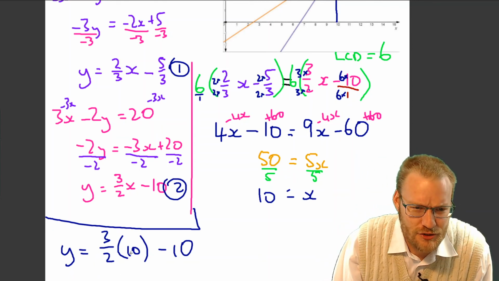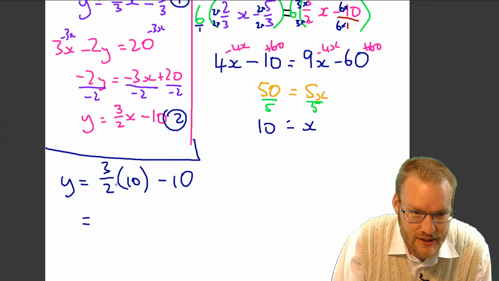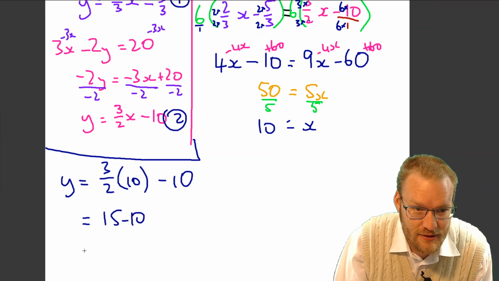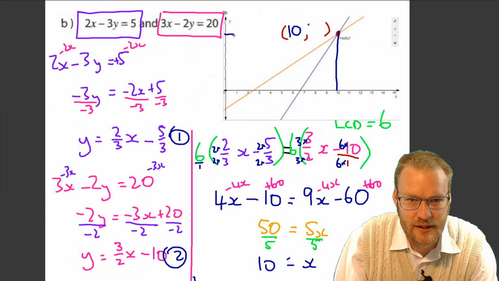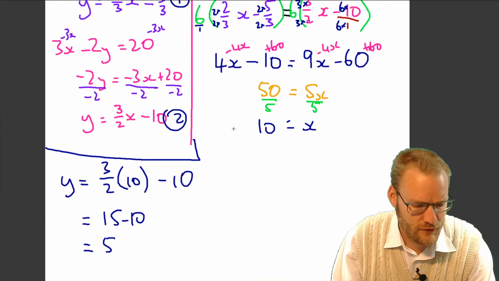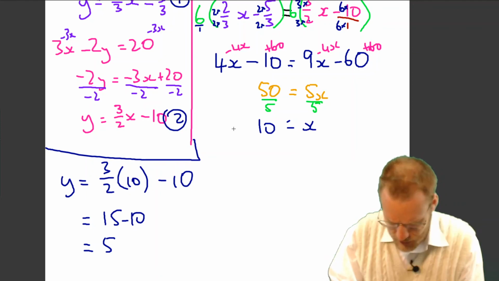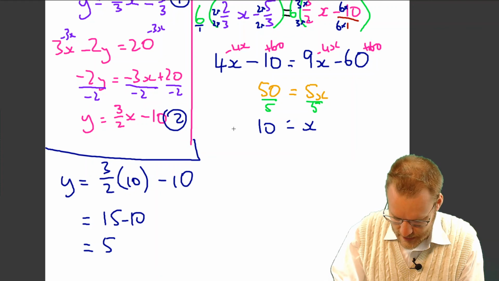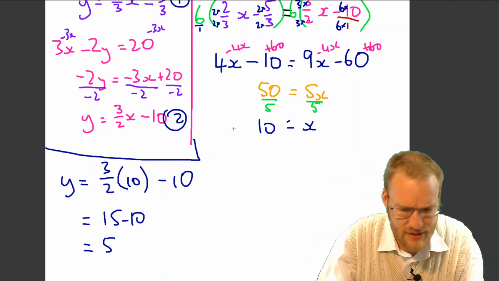If you don't want to use your calculator, this is going to cross-cancel nicely. So the 10 and the 2 are going to cancel to give you 5. 5 times 3 is 15, minus 10 gives you 5. Does that match our picture? Yes, it does. Of course, I expect that you're just going to go 3 over 2 brackets 10 minus 10 gives you 5, and you're going to say, cool, that was 5.